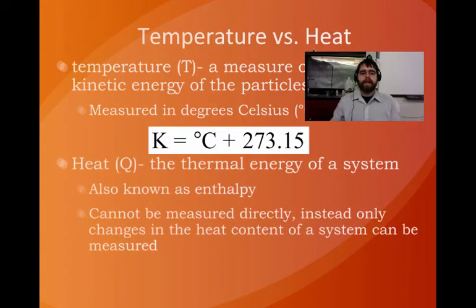Heat, instead, is a measure of the total thermal energy of the system. So heat is more of how much energy is there in the whole system. Heat's also known as enthalpy, and unfortunately, we can't actually measure the total heat content of a system. Usually, the reason for that, although this is a little bit oversimplified, is just because we can't get rid of all the heat in a system, and it's only through getting rid of all the heat that we could measure how much heat energy it had, and then it's kind of useless because it no longer has it.